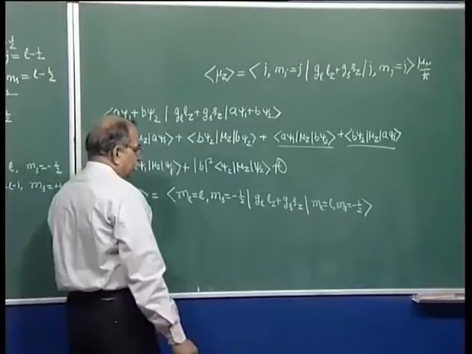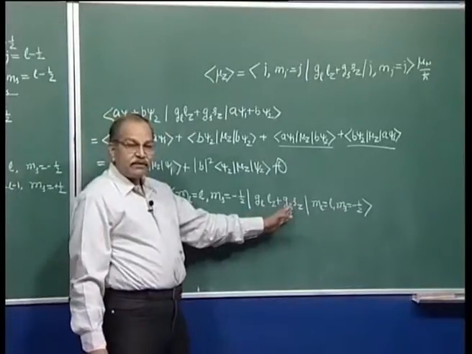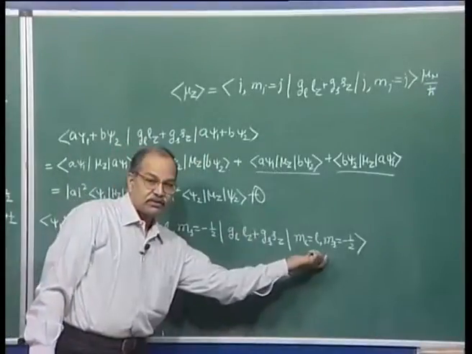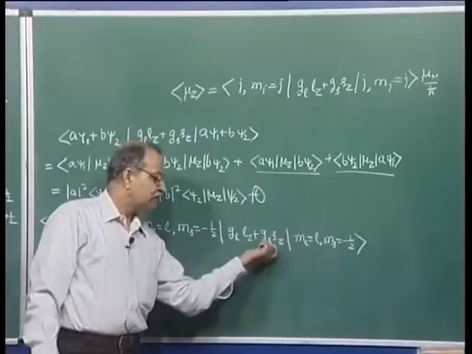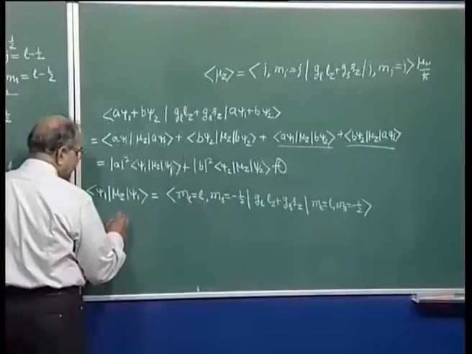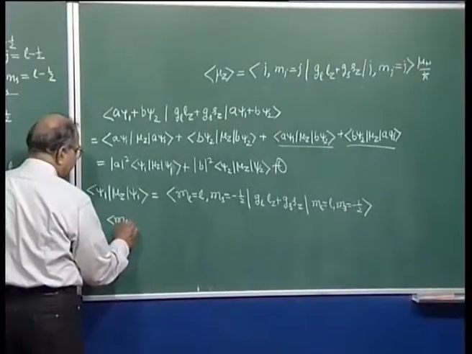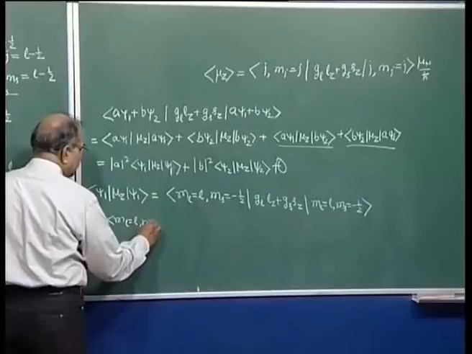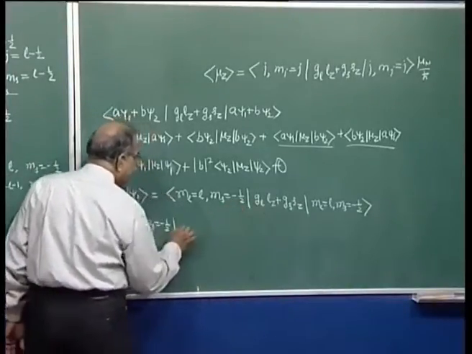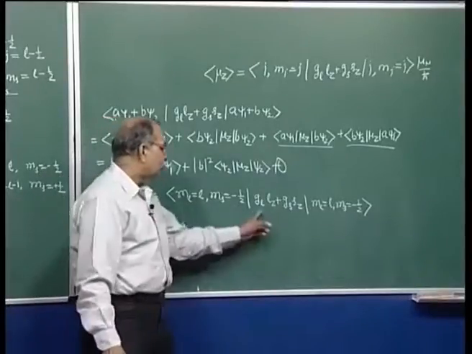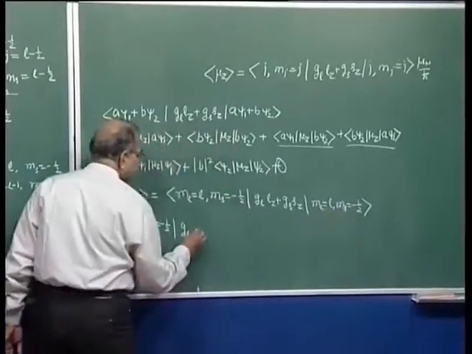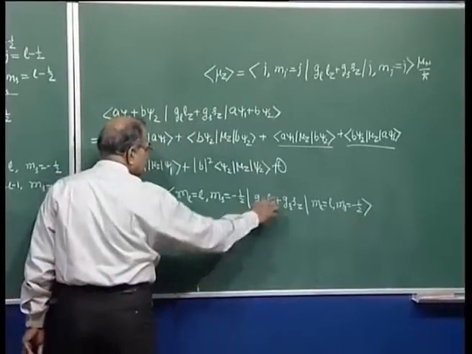So, there are two parts in this operator, one by one. First operate this Lz on this, and then plus, we will operate this Sz. So, Lz part first, what will it do? ML is equal to L, MS is equal to minus half, that is psi 1, and then GL is here, and Lz operating on this gives L h cross times this wave function.